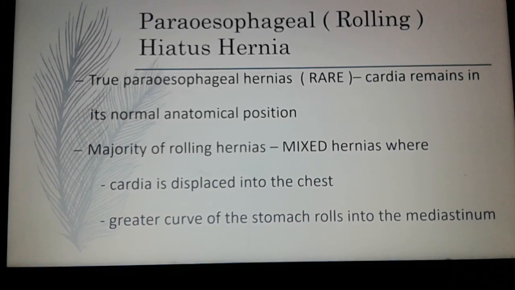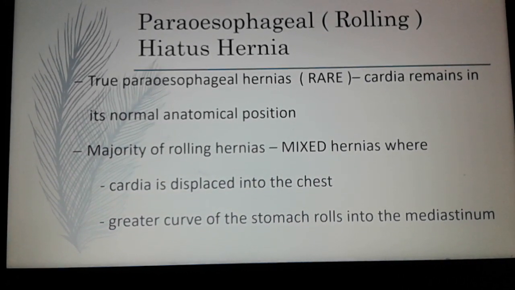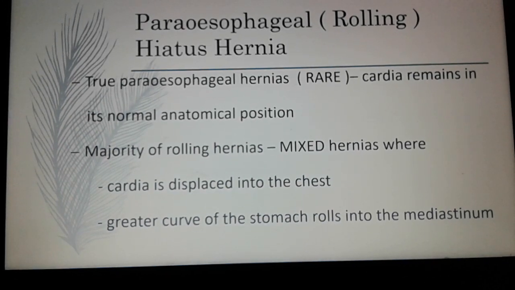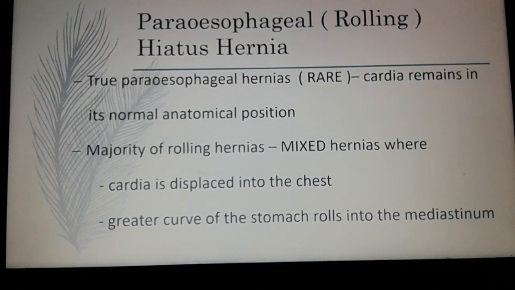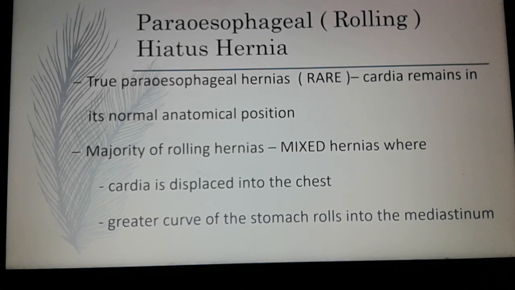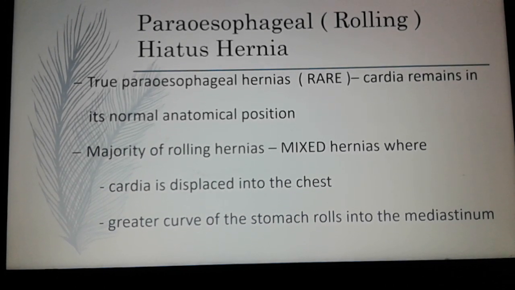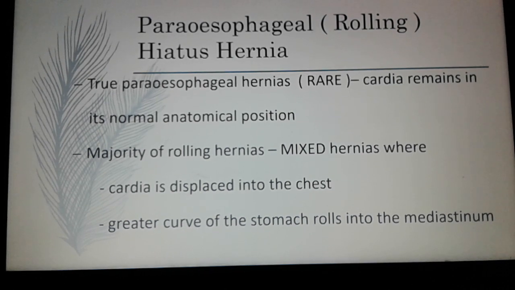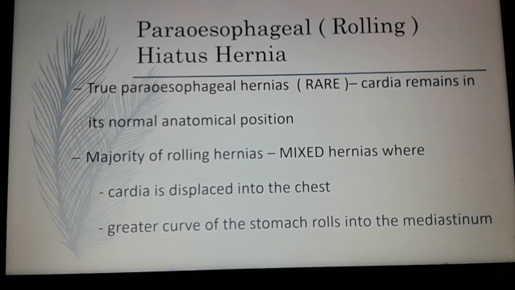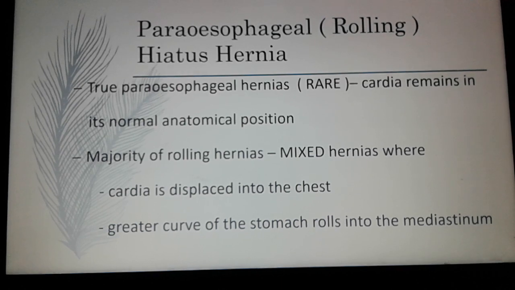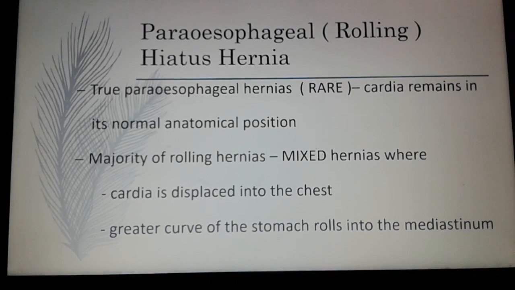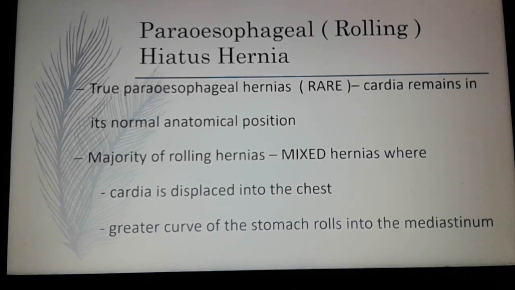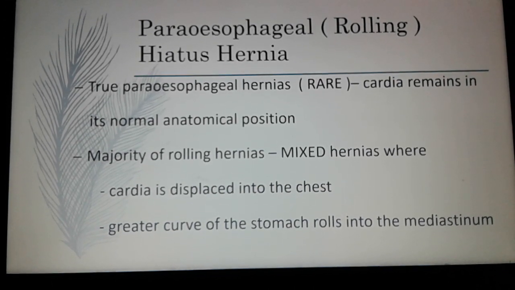As all of you know already, basically in hiatus hernia, the esophageal opening near that, there are two types, the rolling type and the sliding type. Sliding type hernia management we have already discussed with the management of gastroesophageal reflux disease. Now we'll basically focus in this interaction on the rolling type paraesophageal hiatus hernia.